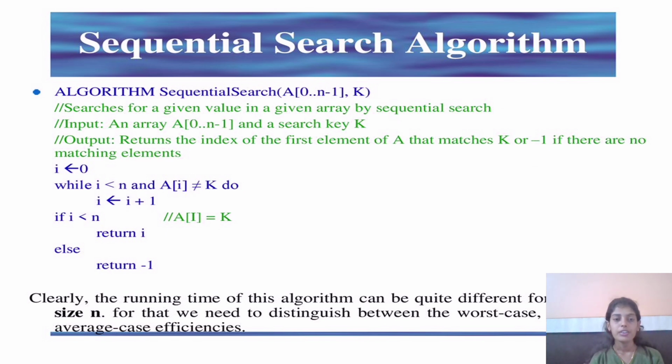Here you can go through the sequential search algorithm. We are given as input an array A[0..n-1] and the search key k. As output, it returns the index of the first element of A that matches k, or -1 if there are no matching elements.